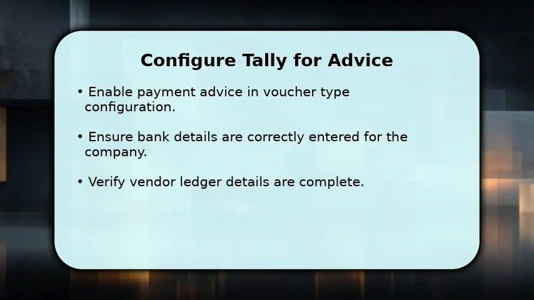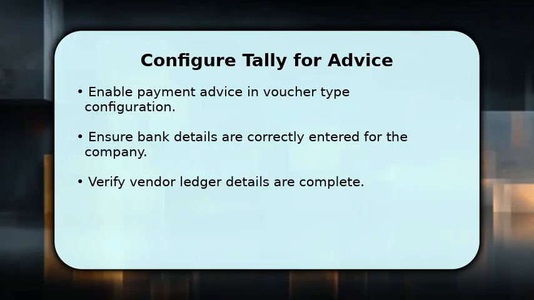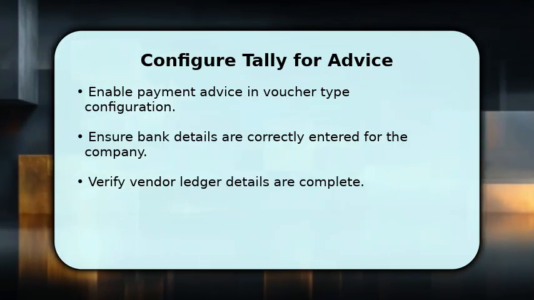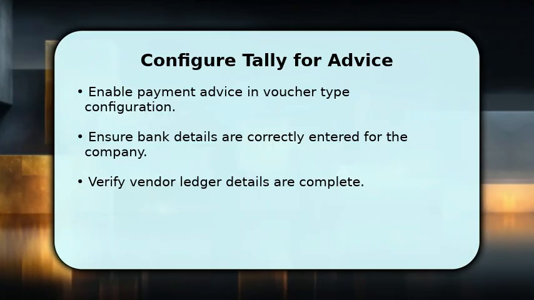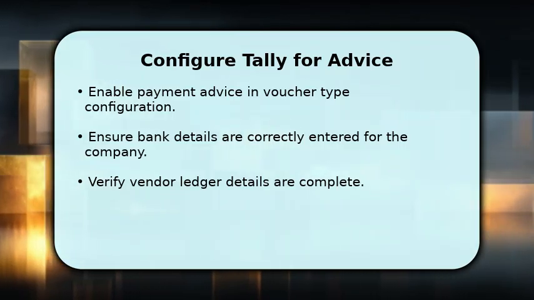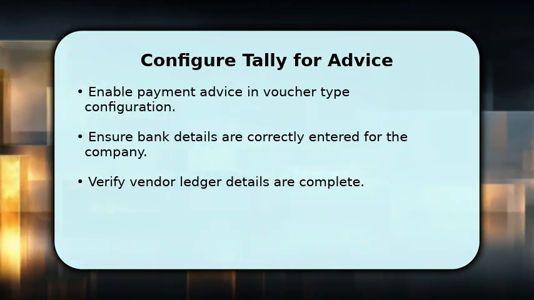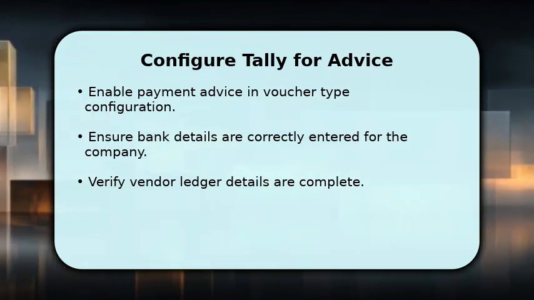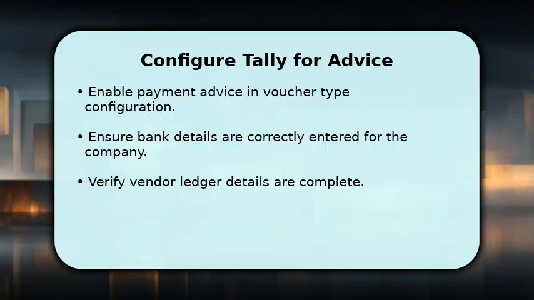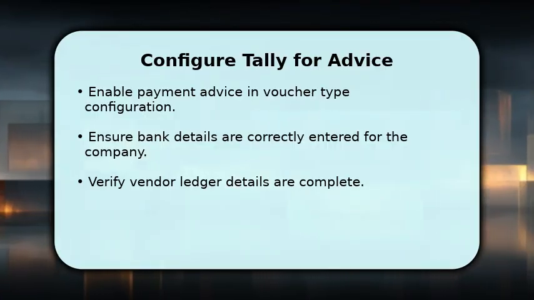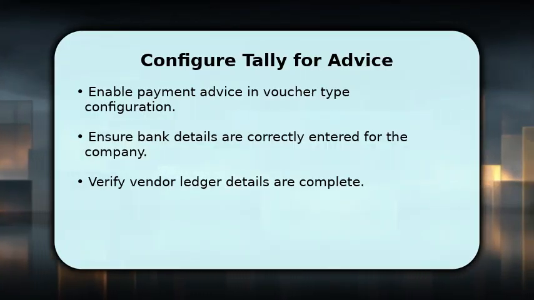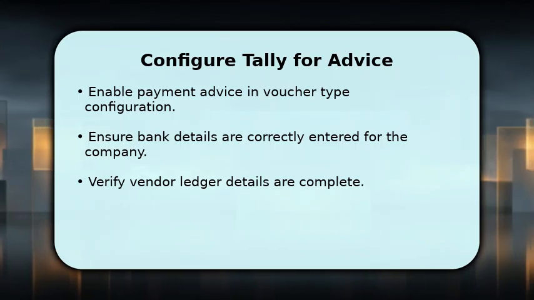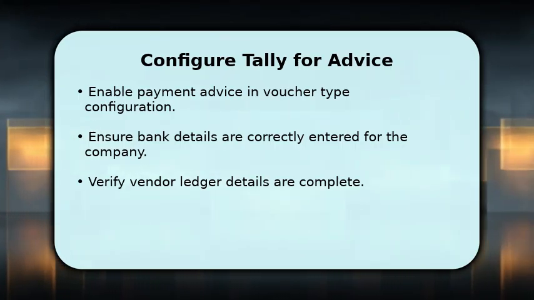To begin, you need to configure Tally Prime correctly. Navigate to the voucher type alteration screen for your payment voucher. Here, ensure the option to print payment advice is set to yes. Also, double-check that your company's bank details are accurately entered, as these will appear on the advice. Finally, confirm that all vendor ledger details are complete and up-to-date for seamless processing.